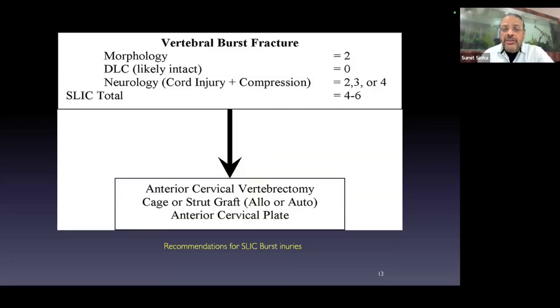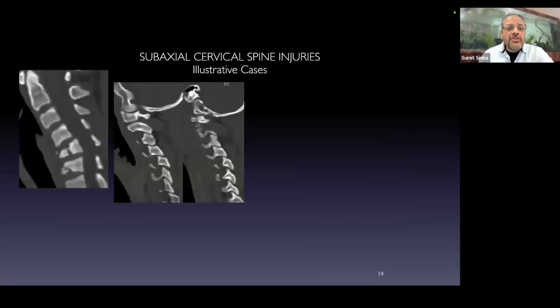And what intervention? You can do an anterior cervical vertebrectomy and apply a cage or a strut graft and anterior cervical plating. So this is what you need to do for a burst fracture, as you can see in this diagram. This is a flexion compression injury.